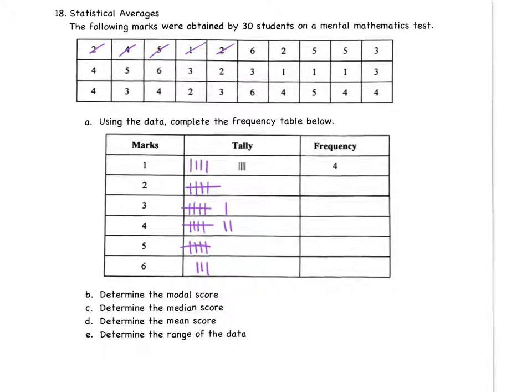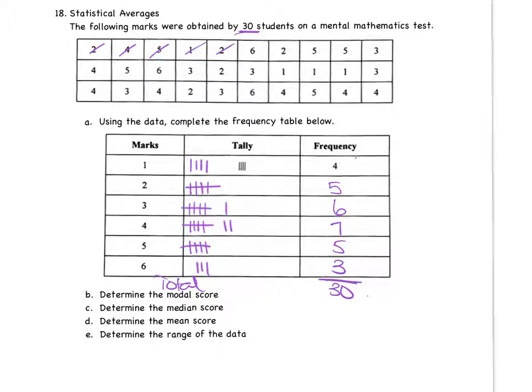So once I'm finished tallying, I put in what the frequency is, 5, 6, 7, 5, 3, and I can check it back by totaling this to make sure that it adds to 30 students in total. So when I add this up, the total figure that I get here would be 30. They want the modal score.